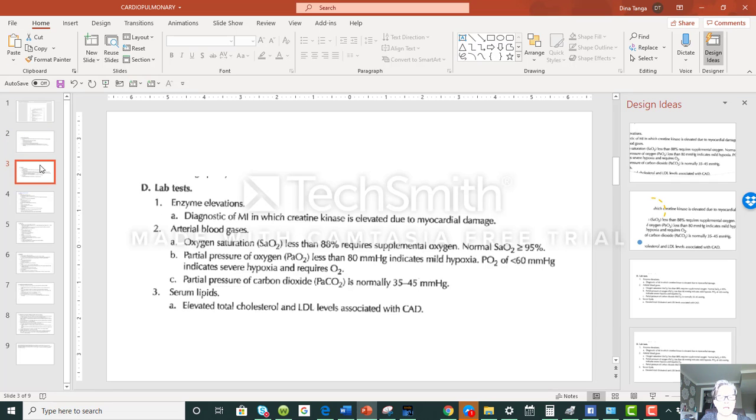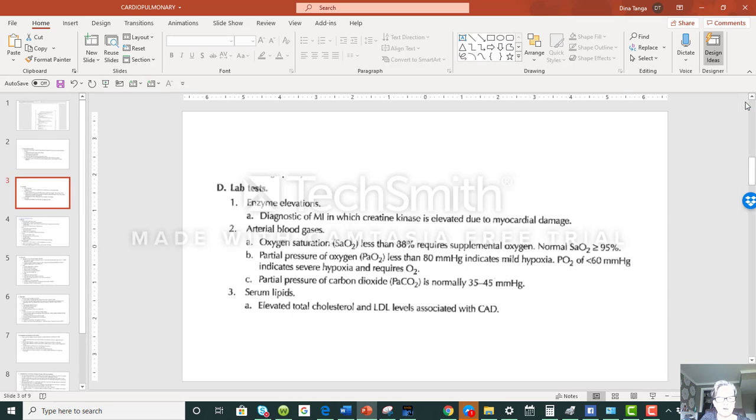Lab test. Enzyme elevations diagnostic of myocardial infarction, in which creatine kinase is elevated due to myocardial damage.